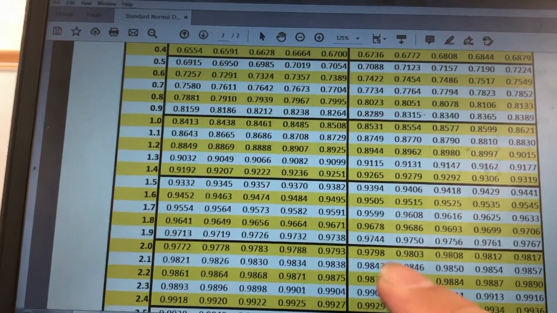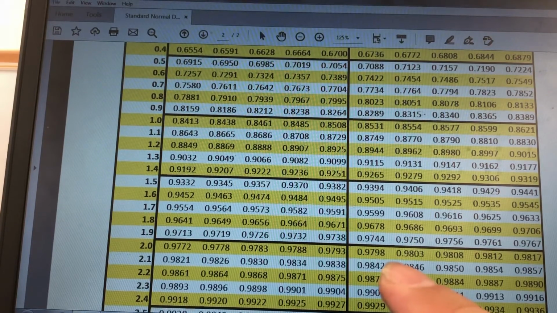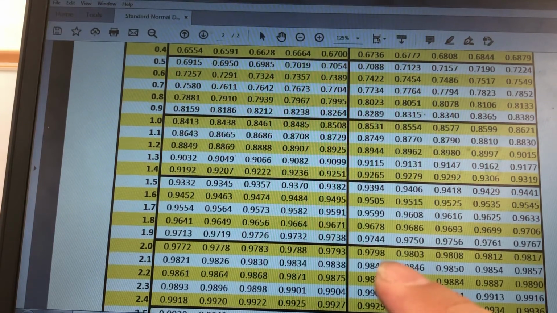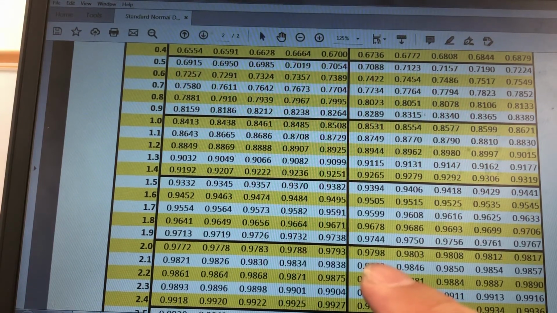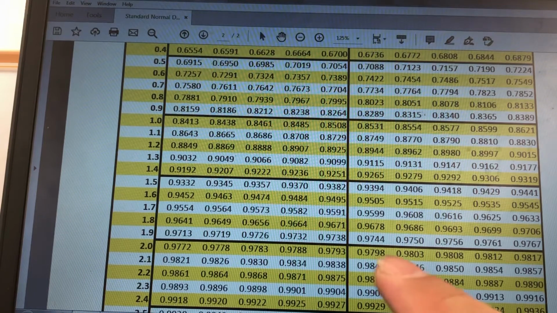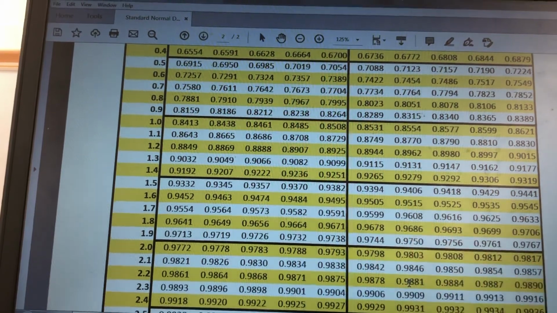So what do you do when the area you are looking for is not in the Z-chart? The answer is you choose the area that's closest to it. So which area is closer to 0.9800? 0.9798 or 0.9803? It's pretty close, but the one on the left is closer by the slimmest of margins.